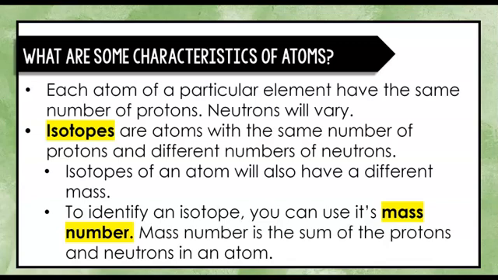When two atoms have the same number of protons but different number of neutrons, we call them isotopes. Isotopes of an atom will have a different mass because of the different number of neutrons. So, to identify an isotope, we need to use something called the mass number. The mass number is the sum of the protons and the neutrons in an atom. It approximates the mass of the atom.